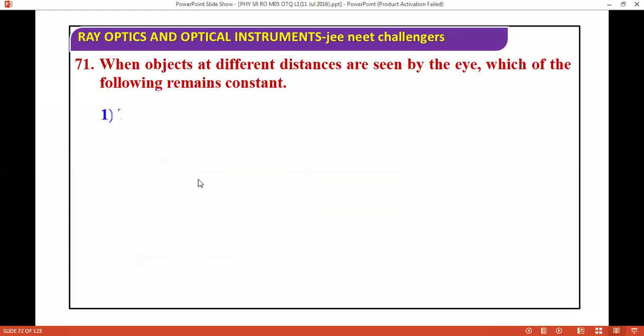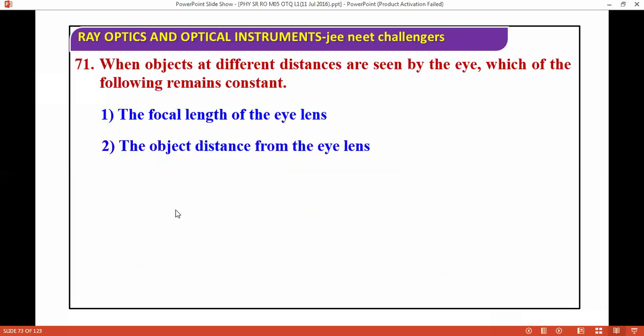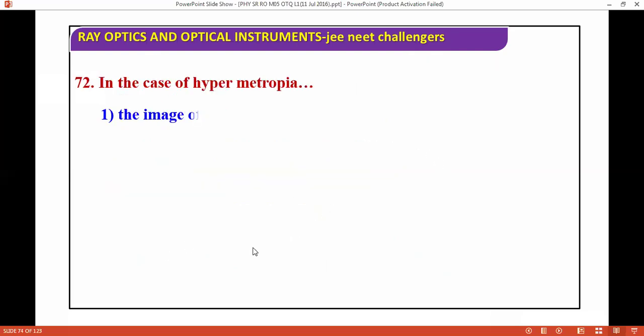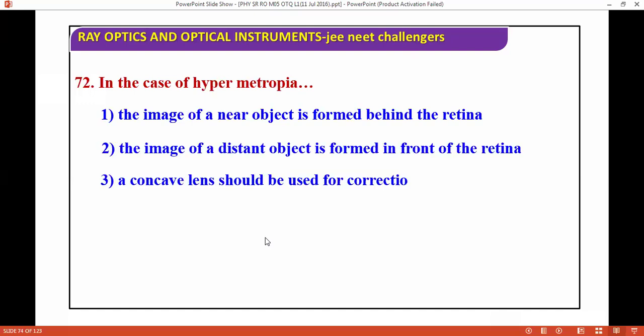An object at different distances is seen by the eye. Which of the following remains constant? It's an easy question, anyone will do this question. The image distance from the eye lens. So when objects at different distances are seen by the eye, the image distance from the eye lens remains constant. Next question: in case of hypermetropia, you can go through the options.